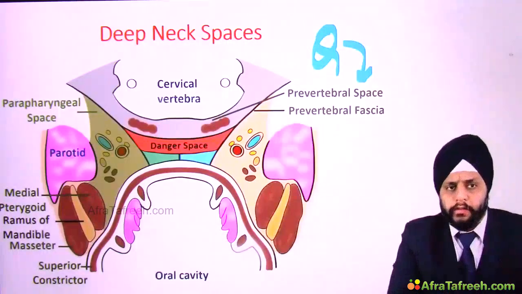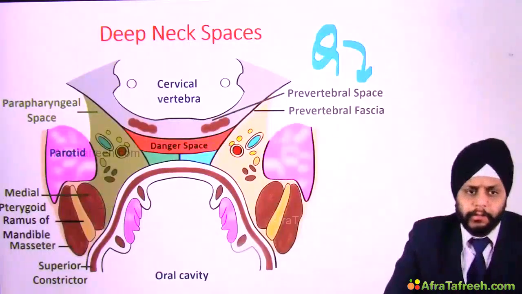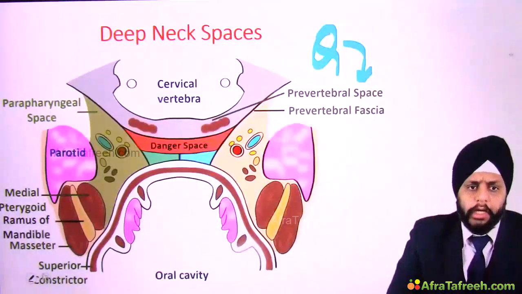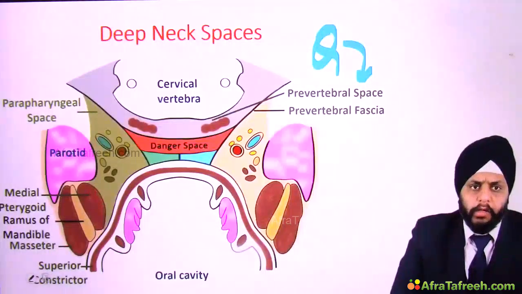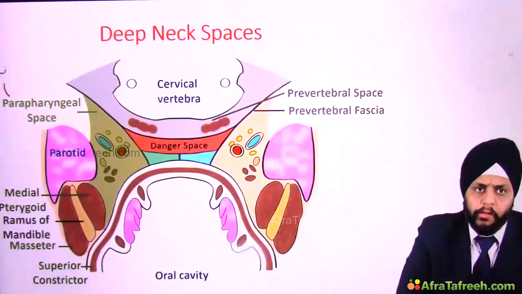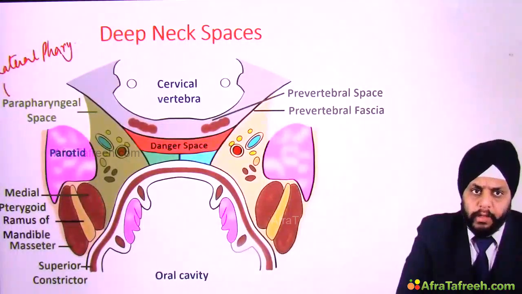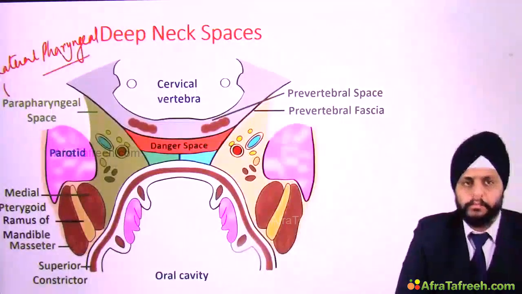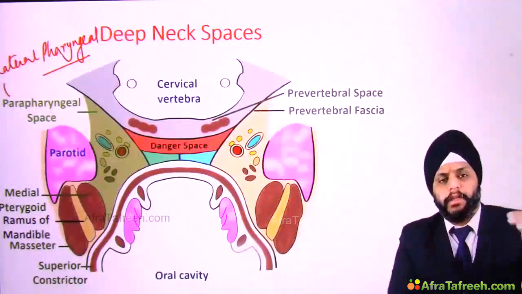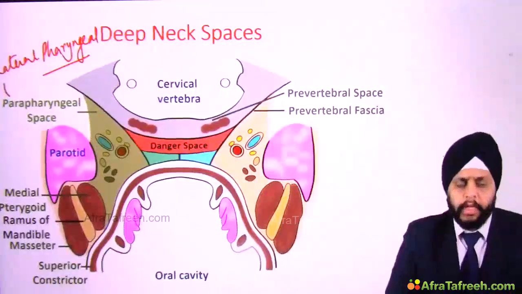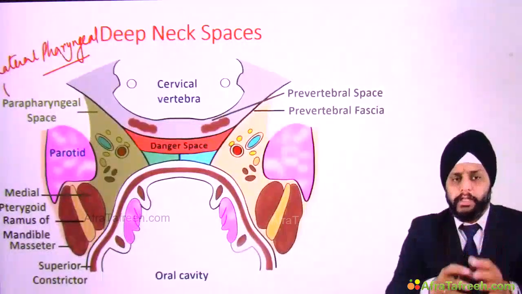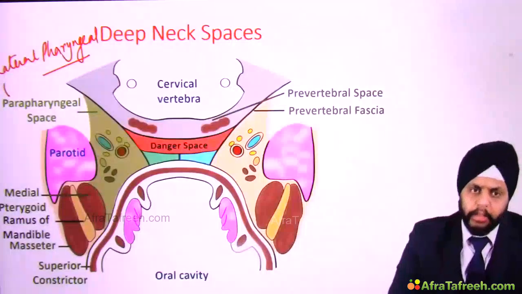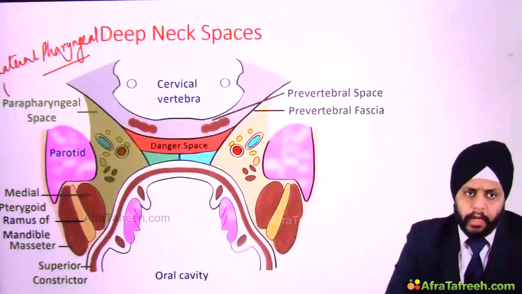Now you see this space between the oropharynx, the lateral aspect of the pharynx, and these structures. This is known as the parapharyngeal space or lateral pharyngeal space. Right? Let's see the boundaries of the parapharyngeal space. Shall we? Yes, we can see the boundaries of the parapharyngeal space.